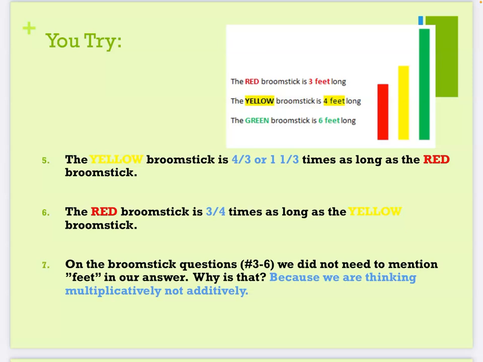I hope you got those right. Why didn't we mention feet? Some people would say the feet simplify, so feet over feet would simplify. But it's really because we're thinking multiplicatively, not additively. If we were subtracting, the units would stay there. We could say 1 is 1 foot longer or 2 feet longer, and so on. But when we're saying this many times as long, then we don't use units.